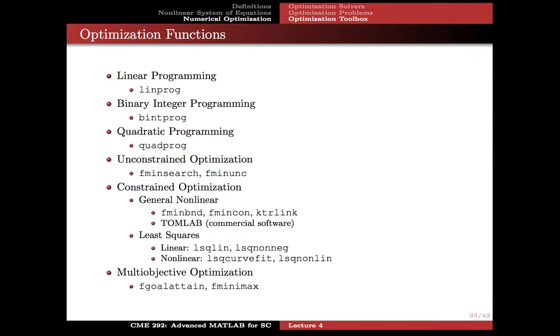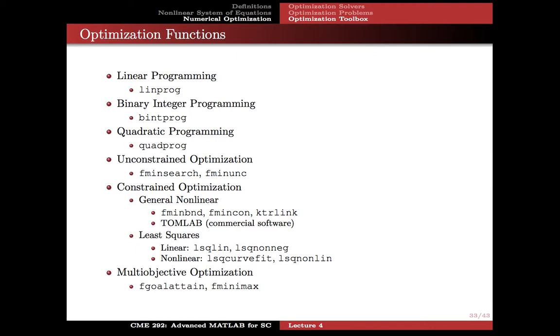So now let's look at the various MATLAB functions for the types of optimization problems that we defined. We've seen that for linear programming, in MATLAB we can use the linprog function. If we have a binary integer program, we can use bintprog. If you have a discrete integer program, you can use the intlinprog function. For a quadratic program, which has a quadratic objective, you can use the quadprog function.